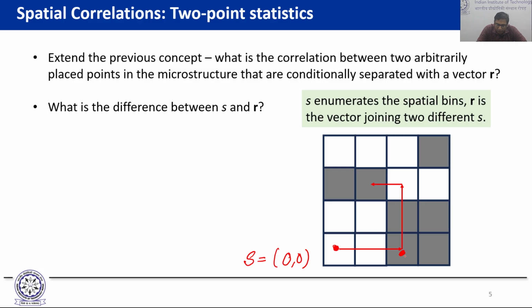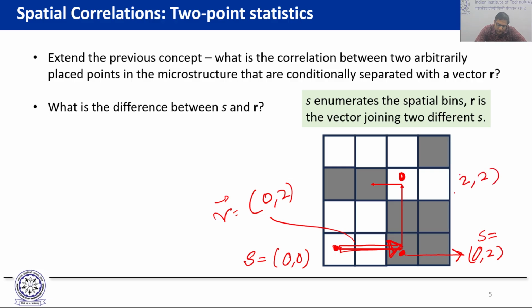So what that means is, when I am talking about this particular cell, the value of S is 0, 0. If I now move over to this gray cell over here, for this cell the value is going to be 0, 2, right? So the value of S over here is 0, 2. R is basically the vector which is joining these 2 cells. It's the vector joining 0, 0 and 0, 2, and therefore here the value of R is going to be 0, 2.